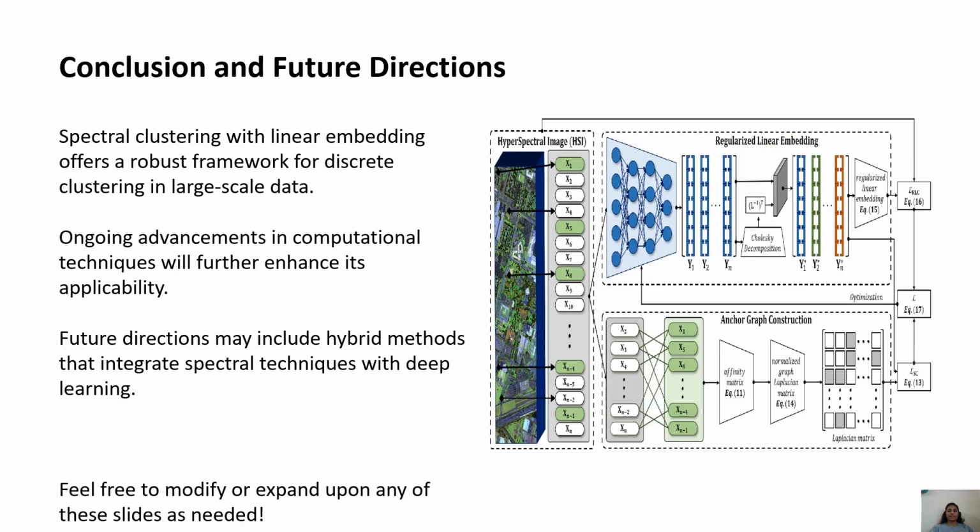Conclusion and future directions. Spectral clustering with linear embedding offers a robust framework for discrete clustering in large scale data. Ongoing advancement in computational techniques will further enhance its applicability. Future directions may include hybrid methods that integrate spectral techniques with deep learning.